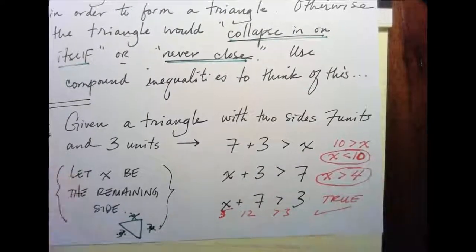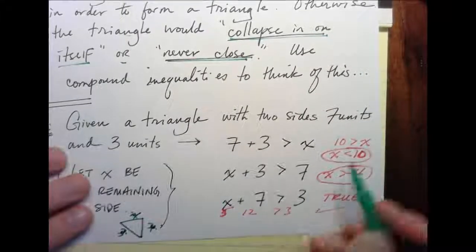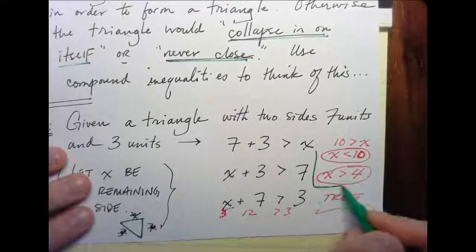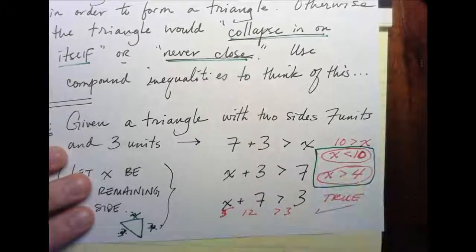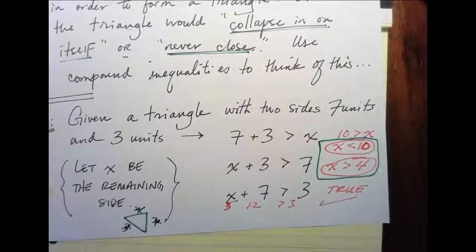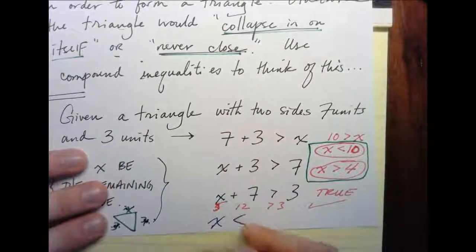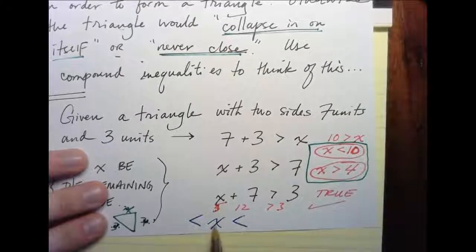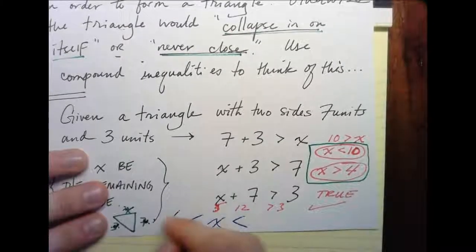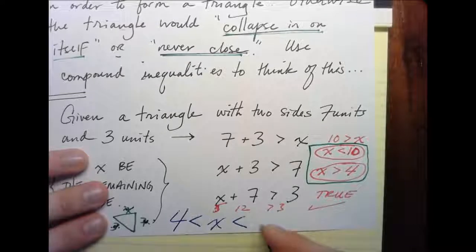So look at what we have here. We have two inequalities. We have x is less than 10 and x is greater than 4. So let's write that as a compound inequality. x has to be greater than 4 and x has to be less than 10.